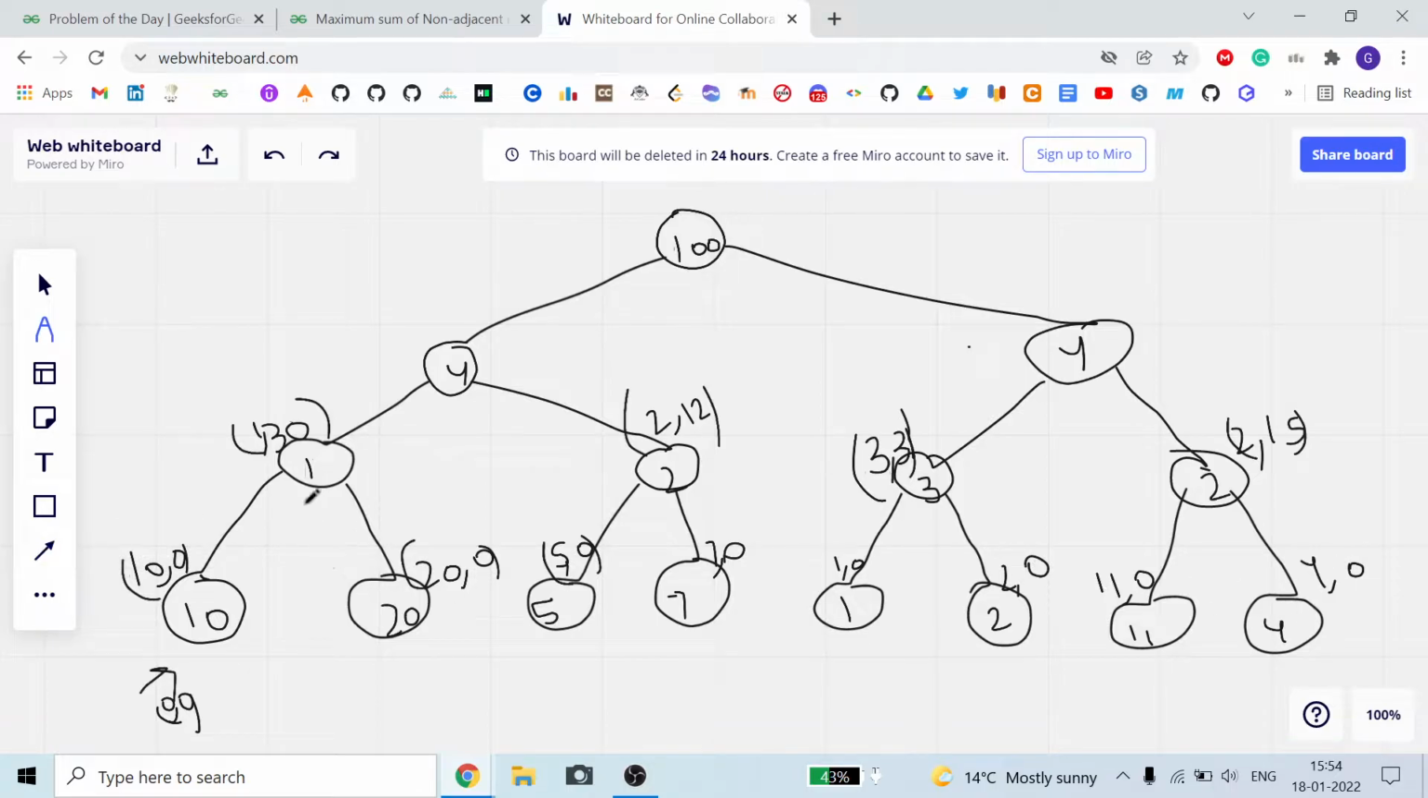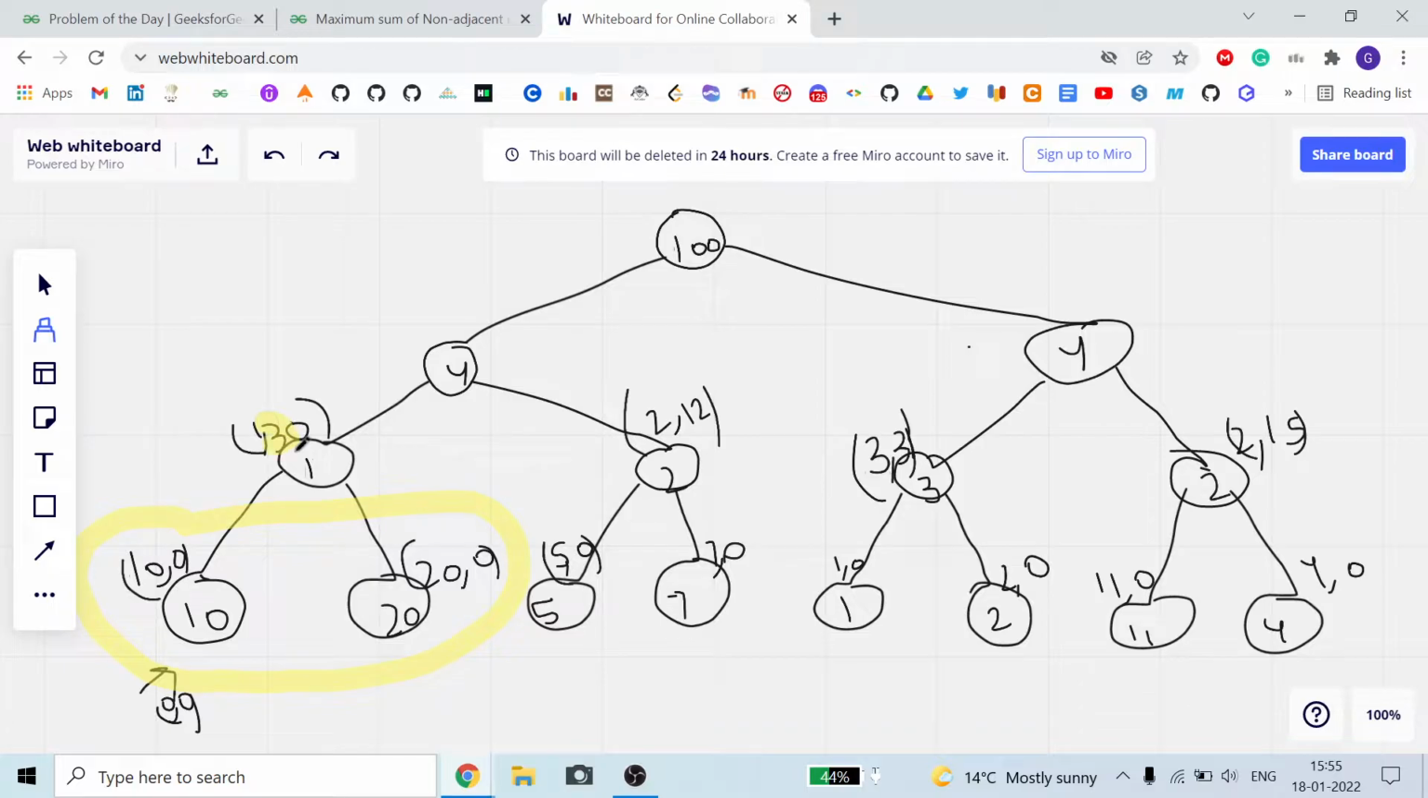Now at 1 it has two choices. The first choice is if this node is included, and the second choice is if this node is excluded. If this node is excluded, then it can include the sum of all the edges behind it. If there are more edges, it can add those also.